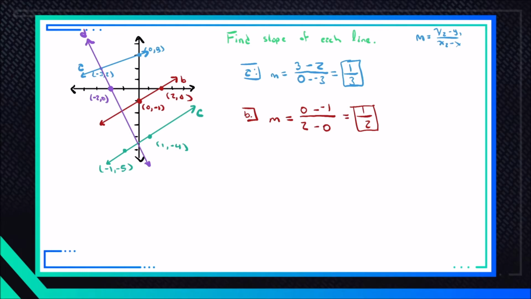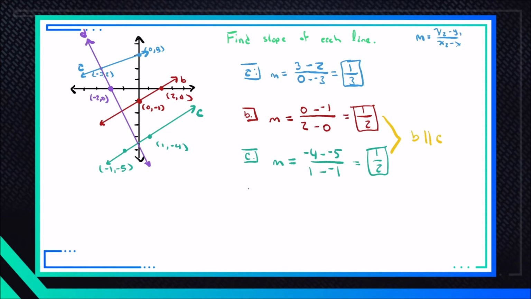Next, let's look at line C. So we're going to take m is equal to, x2 is going to be a negative 4 minus a negative 5, and we're going to take a 1 minus a negative 1. Negative 4 minus a negative 5 is a positive 1. 1 minus a negative 1 is a positive 2. So what do you know? These two lines are parallel to one another because they have the same slope. So line B is parallel to line C.